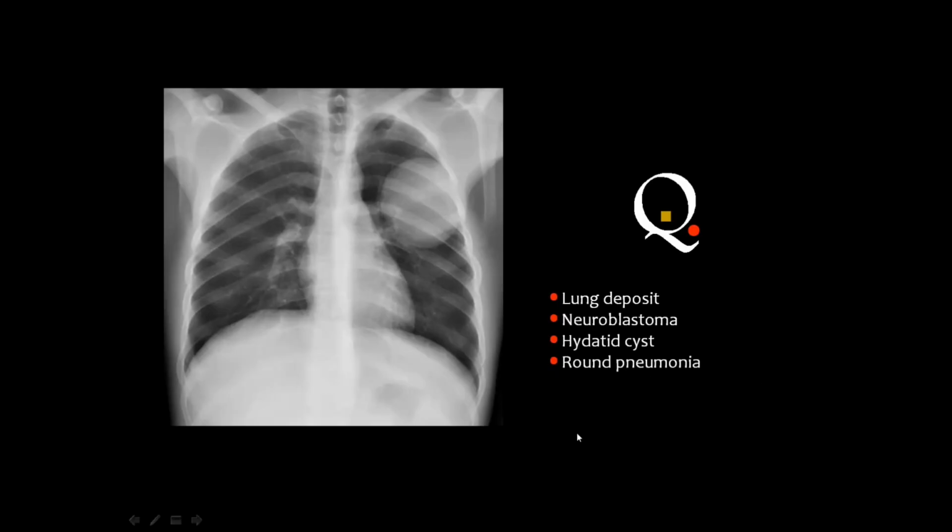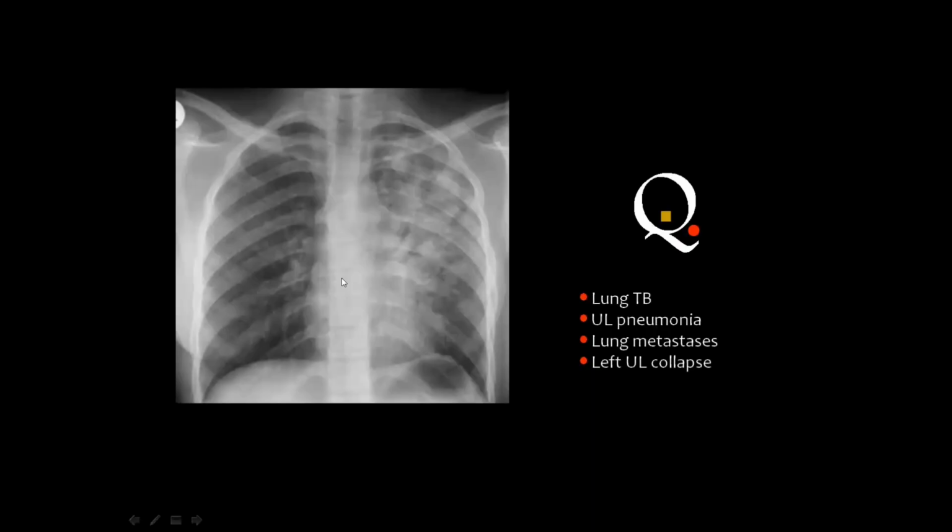But what happens if you are in the exam? You say all of the possibilities, then you explain your point of view. If the patient had pneumonic symptoms, this should be round pneumonia. If the patient is totally asymptomatic, then you may think of the hydatid cyst. If the patient had a primary malignancy, then this may represent a metastatic deposit.